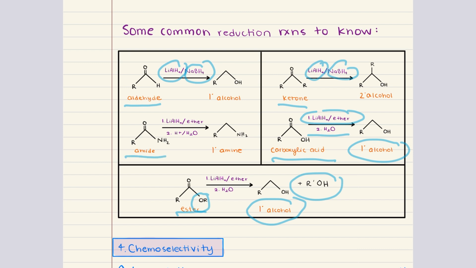Amides, which contain a carbonyl adjacent to a nitrogen, can be reduced to primary amines when they're treated with lithium aluminum hydride in ether, followed by an aqueous workup. Unlike carboxylic acids and esters, which are reduced to alcohols, the reduction of amides removes the oxygen entirely and forms an amine rather than an alcohol.